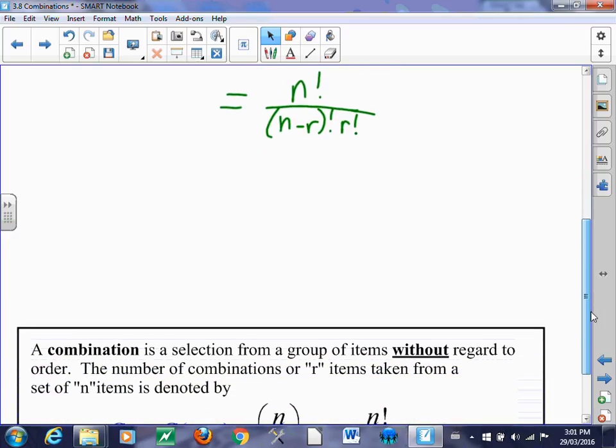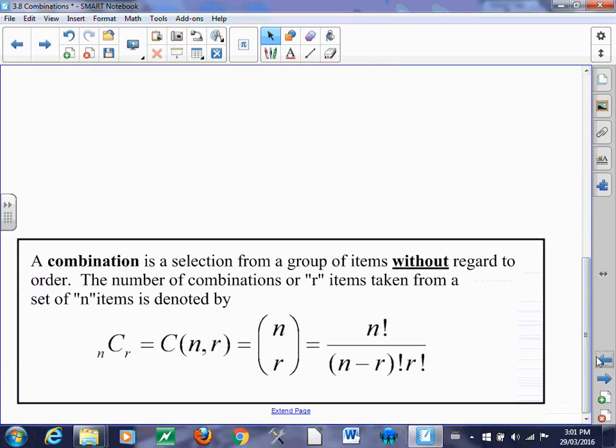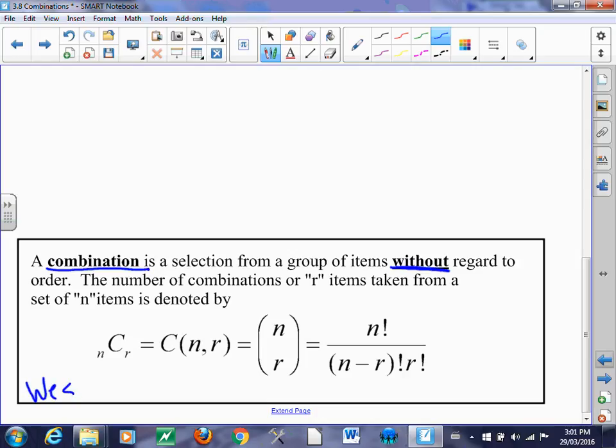So now we're going to take a look here at this box. Please write this in. A combination is a selection from a group of items without regard to order. Okay? And when we do this, we say N choose R. So I'm going to write this in. We say N choose R. Okay? All right.